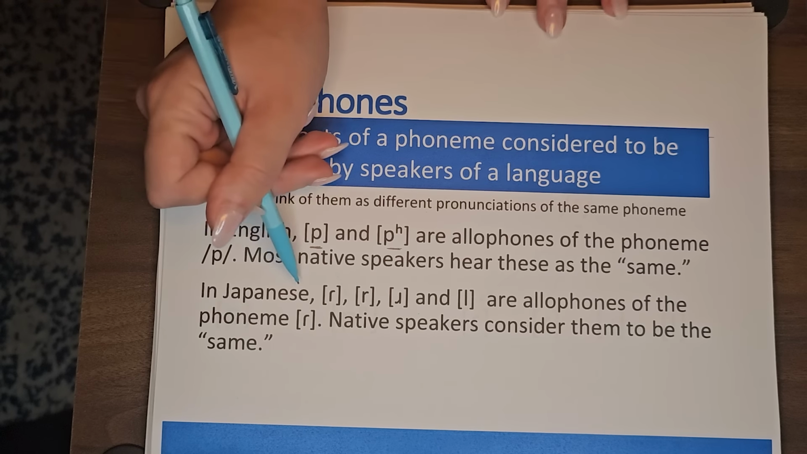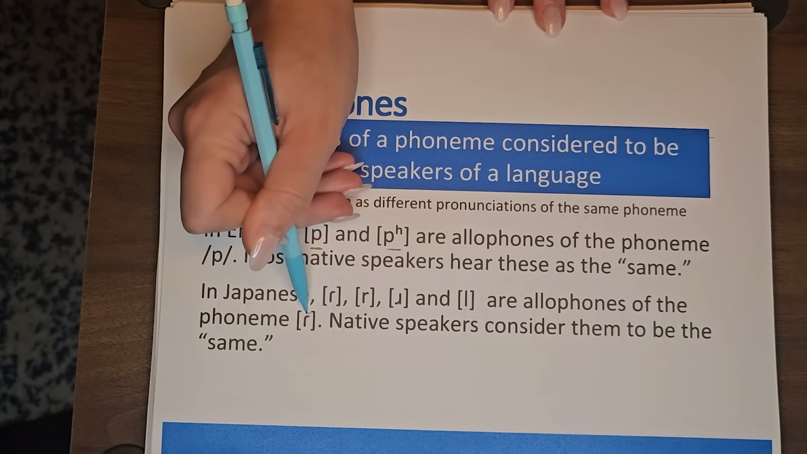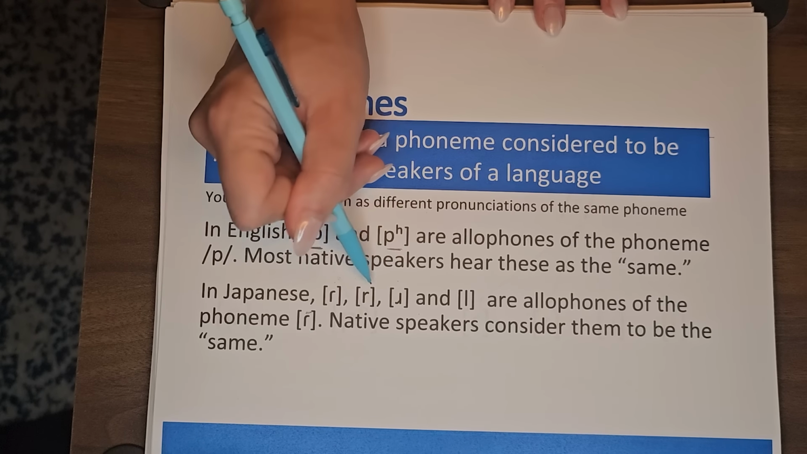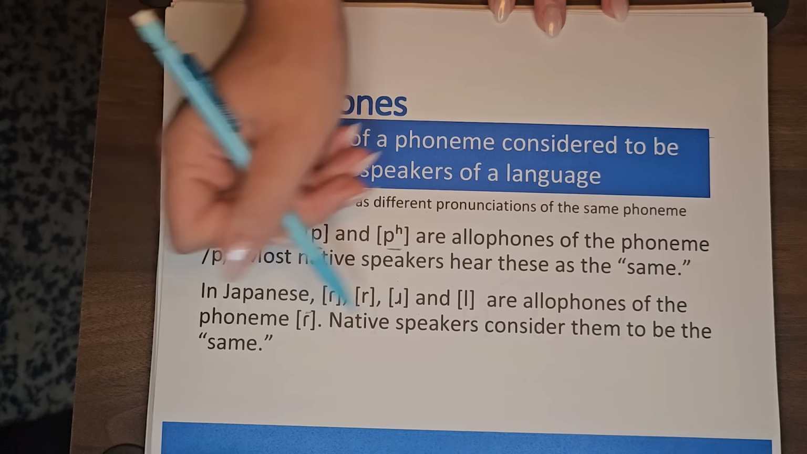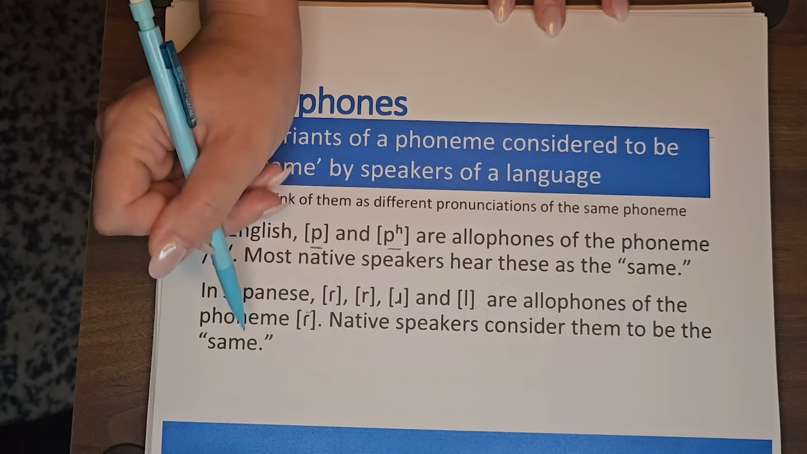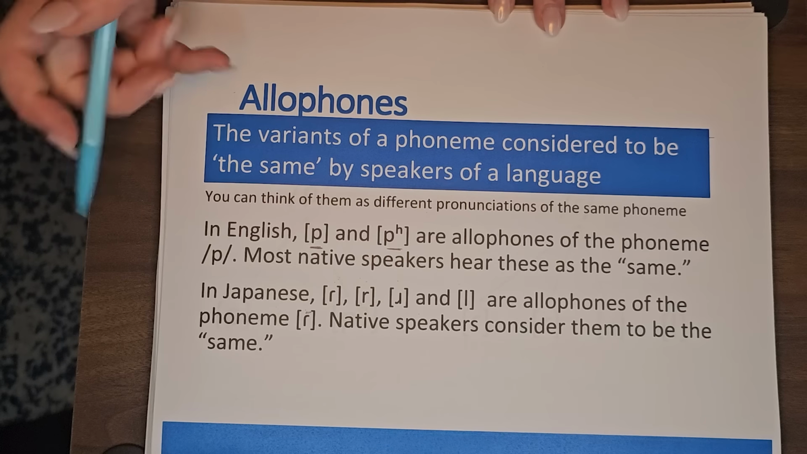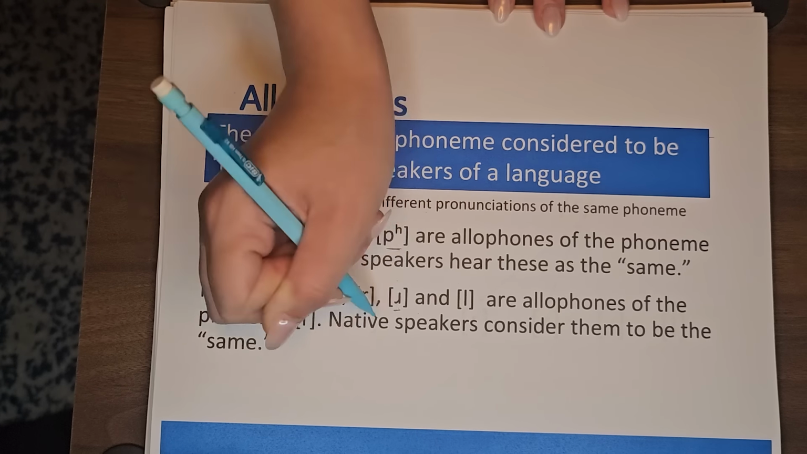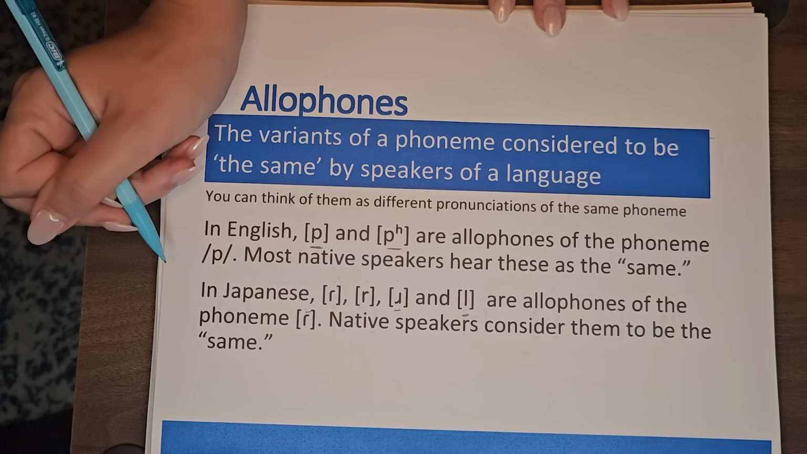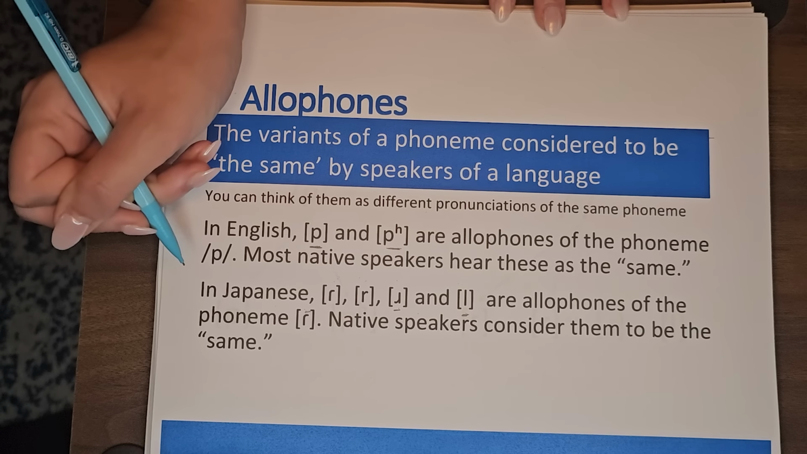Similarly, in Japanese, there are many different sounds that are all considered to be part of the same r sound. So r, r, and other variants are all allophones of the same phoneme r. Native speakers consider them to be the same. So even though l and r are phonemic in English, they are not phonemic in Japanese. This is because phonemes are specific to a specific language.